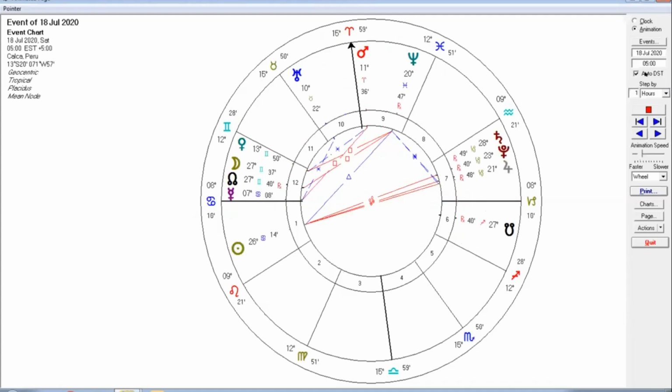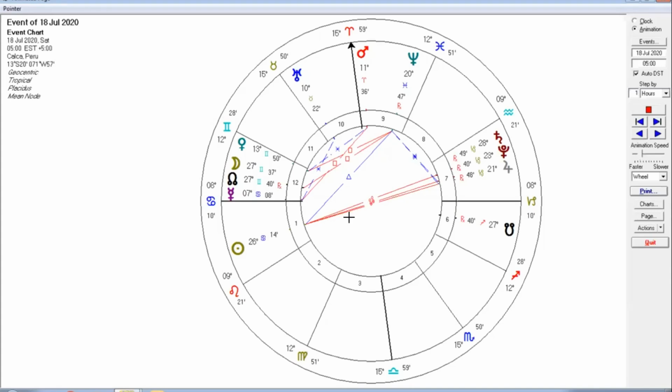If we take it back an hour to 5 a.m., this symbol is Mercury. Mercury is right on the ascendant here. So that means literally, if you were able to see the planet at that time, Mercury would be right on the horizon, eastern horizon, when you were born.